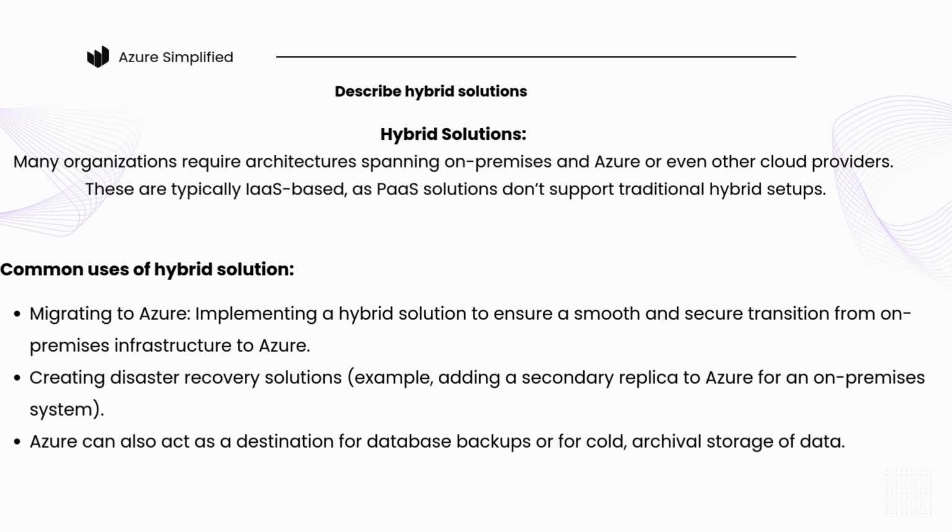Common uses of hybrid solutions. Migrating to Azure: implementing a hybrid solution to ensure a smooth and secure transition from on-premises infrastructure to Azure. Creating disaster recovery solutions, for example, adding a secondary replica in Azure for an on-premises system. Azure can also act as a destination for database backups or for cold, archival storage of data.